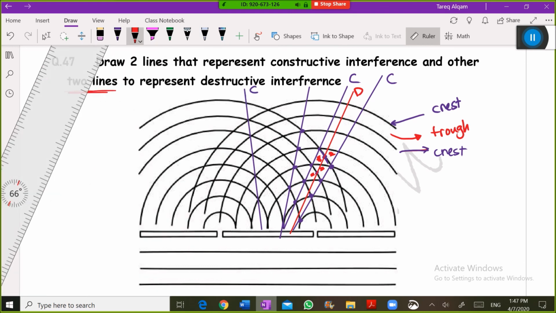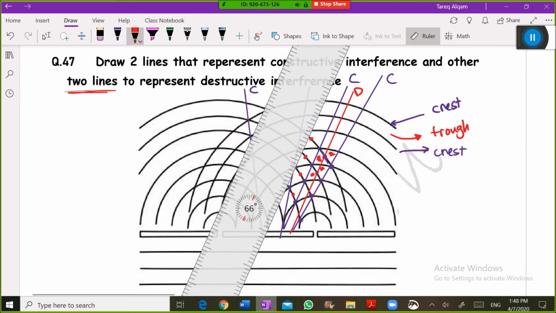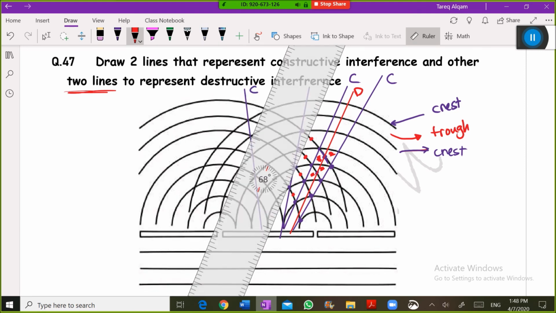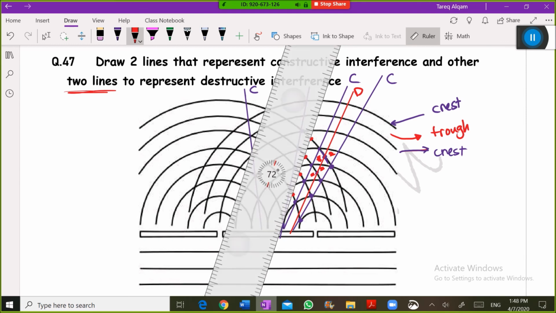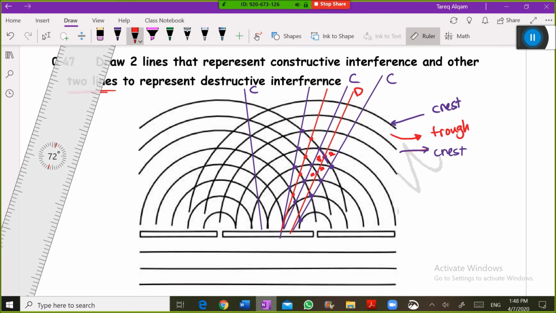I may consider another line here. This point, crest with a trough. This point, crest with a trough. So the spaces, guys, between the solid lines will represent the troughs, and the solid lines will represent the crests. This is a destructive interference.